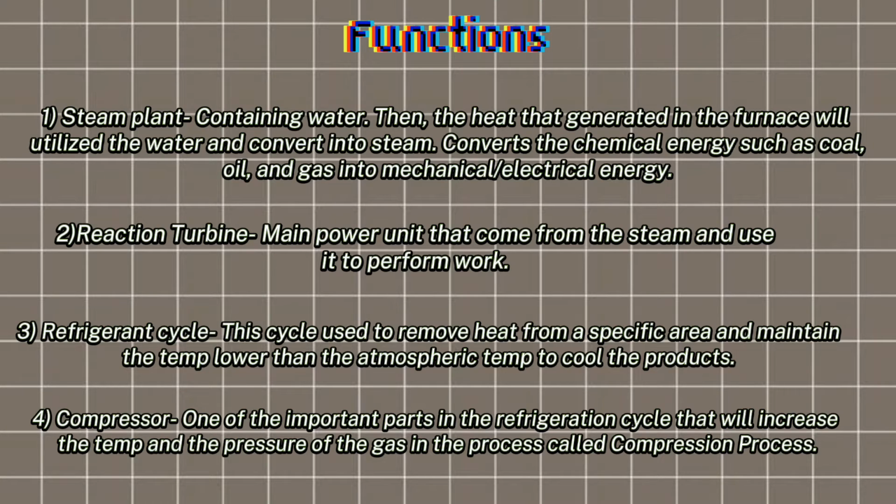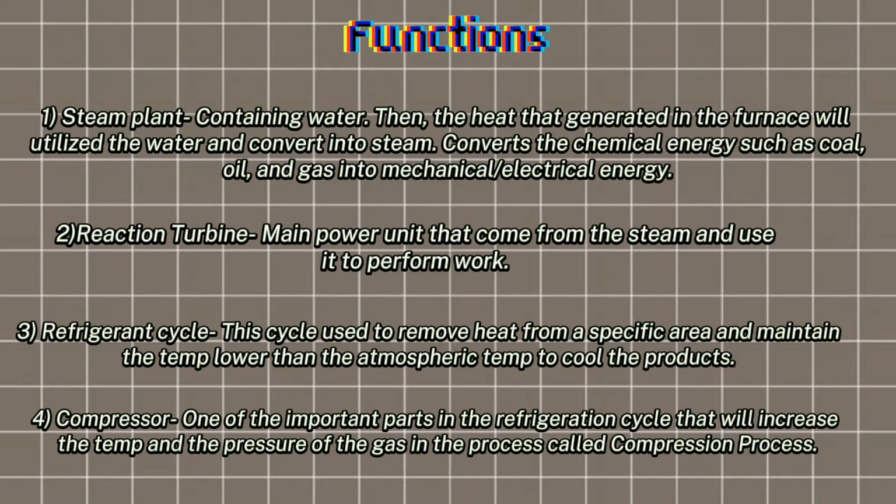So next, for the function, I will explain four important units in the plant. So firstly, the steam plant, or we call it the steam generator or boiler, that is in the process flow diagram. The boiler contains water, then the heat generated in the furnace will be used to convert the water into steam. It converts the chemical energy such as coal, oil and gas into mechanical or electrical energy.